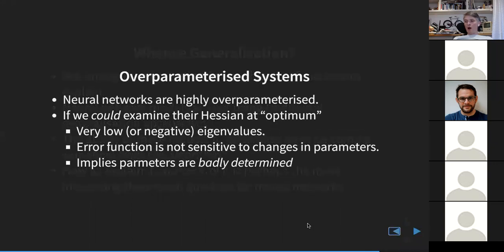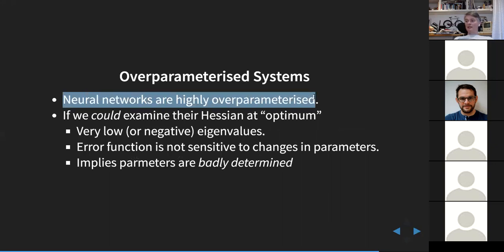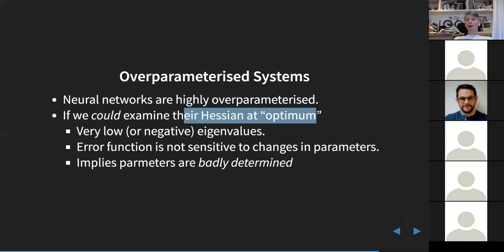But in neural networks, that's not what's going on. So something really strange is happening in neural networks according to this traditional model. So the neural network models we use, they're not linear and they're highly overparameterized, right? They're so overparameterized that we can't examine their Hessian very often for these large models at the optimum because it's just too big. There's too many parameters. We can't compute it numerically.